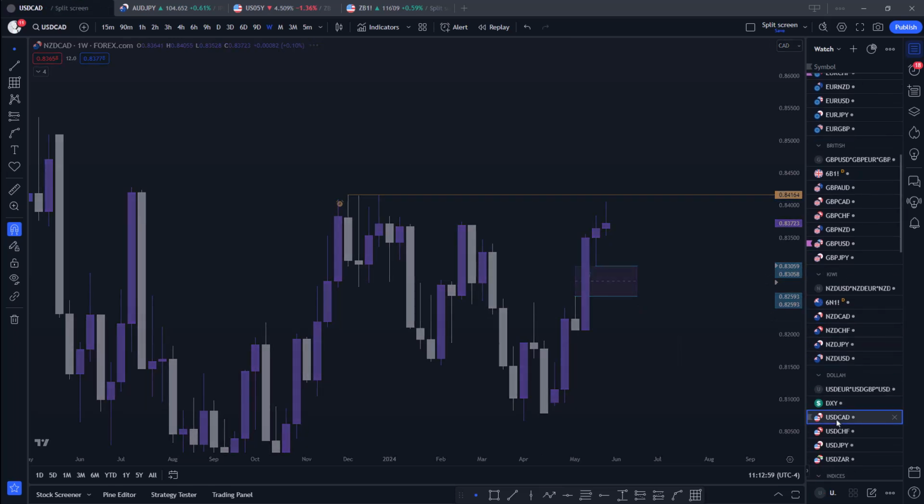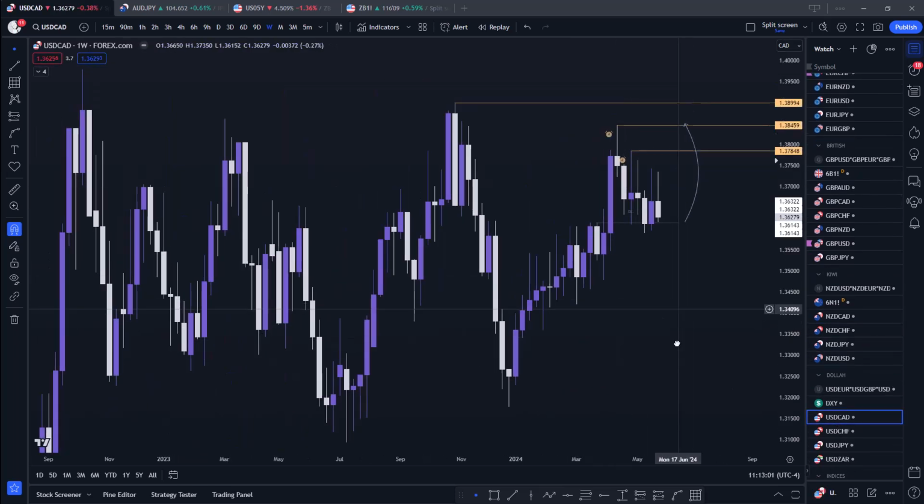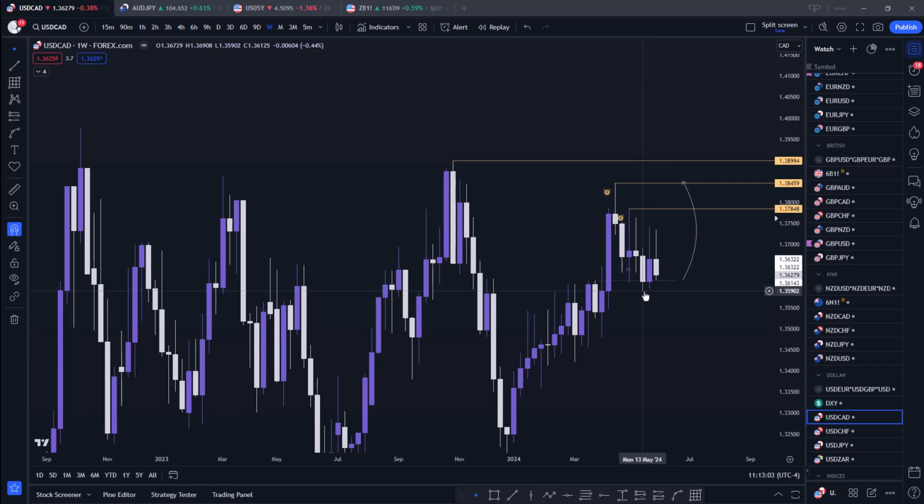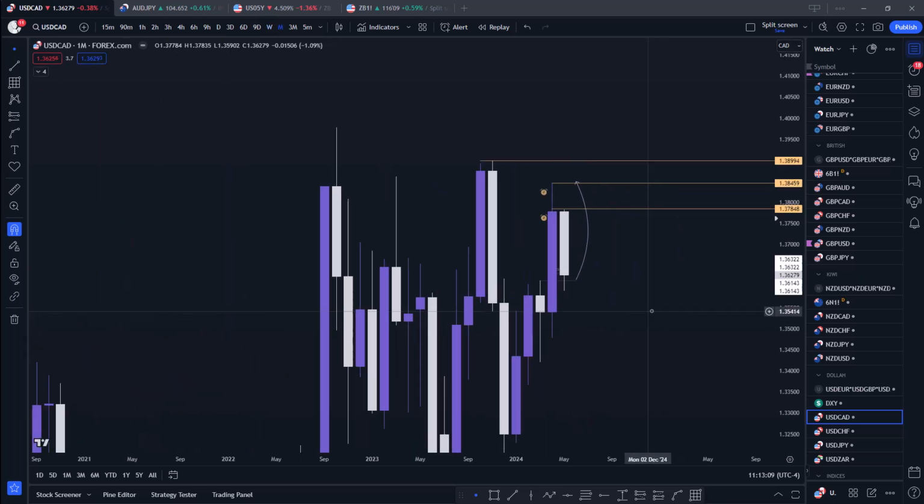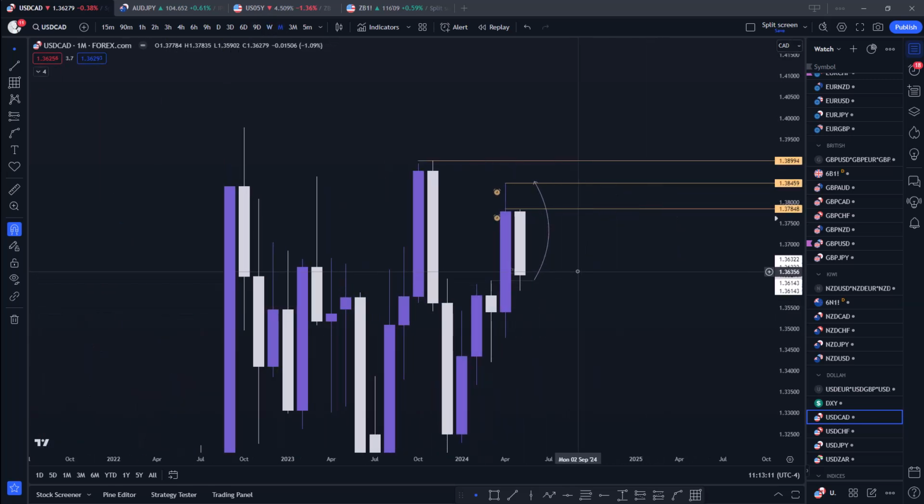And then finally, USD CAD. We might see lower prices to these relative equal lows, but I was looking for higher prices on the CAD for so long, so I'm not sure what to do with this. I would rather just stay out and not touch it, because I didn't want to touch the dollar crosses anyway.